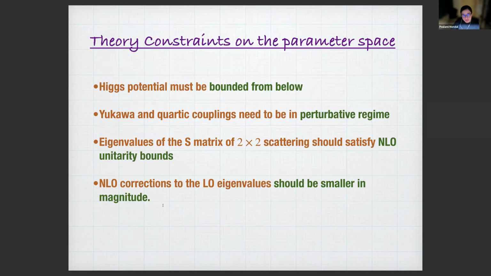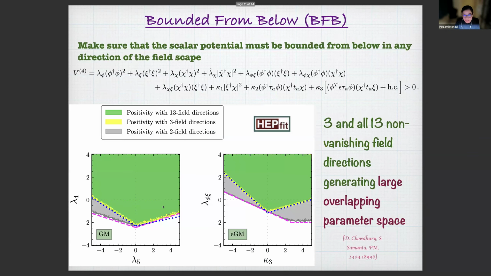Now, the theory constraints we looked at are, first of all, that the Higgs potential must be bounded from below, and of course the quartic couplings need to be in the perturbative region. Also, the eigenvalues of the S matrix should satisfy the NLO unitarity bound. Before that, for the Georgi-Machacek model, there was the tree-level unitarity bound, but for the Georgi-Machacek model as well as the extended Georgi-Machacek model, we looked into the NLO unitarity bound as well. And of course, the NLO correction to the LO eigenvalue should be smaller because we are in the perturbative region. So these are the theory constraints we impose.